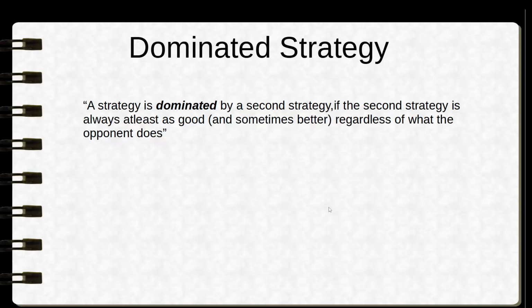So what is the dominated strategy method of analyzing this problem? A strategy is dominated by a second strategy if the second strategy is always as good and sometimes better regardless of what the opponent does. Now let's understand what is regardless of what the opponent does. In game theory, we assume that we know the strategies available to your opponent, not which one he will take.